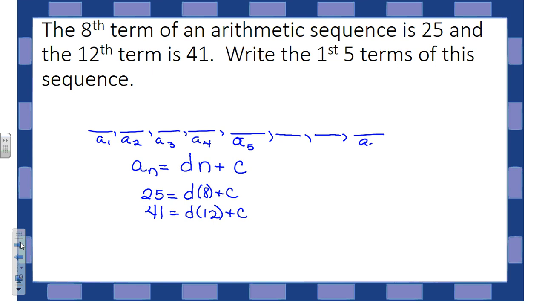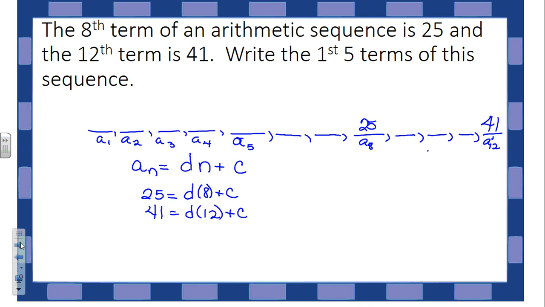We know the 8th term is 25. We know the 12th term is 41. How many common differences will we have between them? Not 3, but 4. Does everyone see that we have 4 common differences between those two numbers?